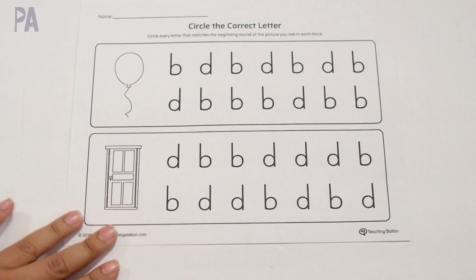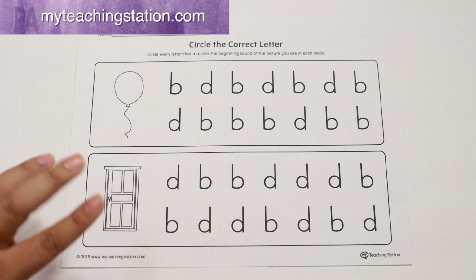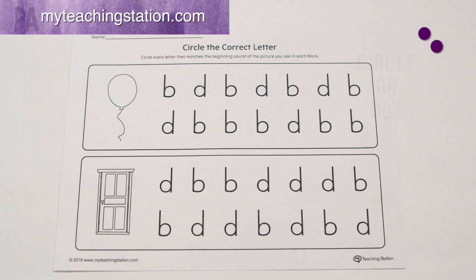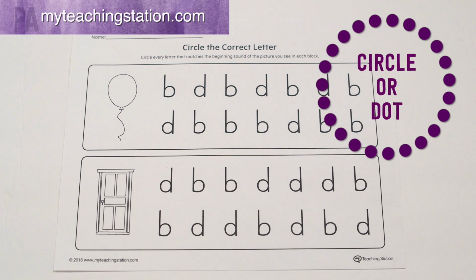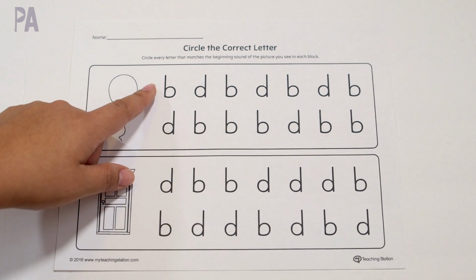This next one is a free printable. This one came from myteachingstation.com. I'll put links down below so you can go find them. This is real simple. Circle the correct letter. So the first column you have a balloon, so you would circle all of the B's, and of course they're all mixed up here, so that's where the discrimination comes into play.